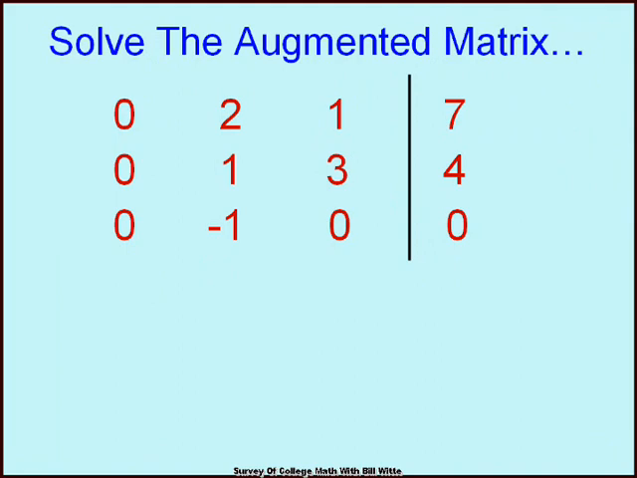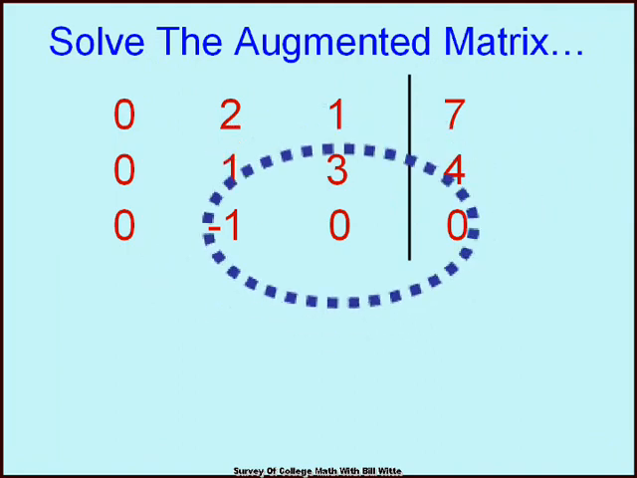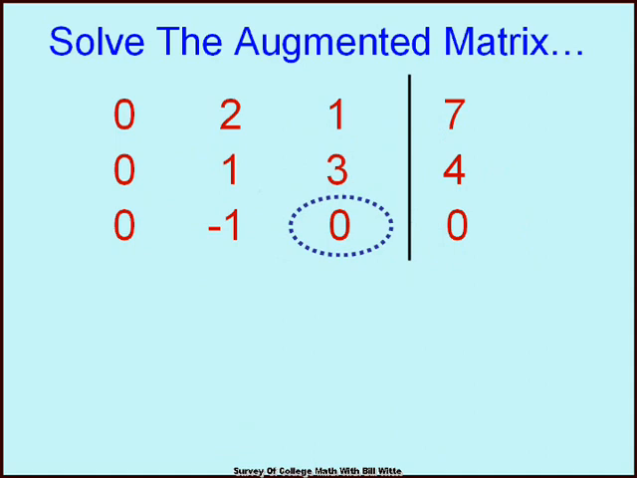Let's see. We've got some good zeros going on here. Let's see if we can. They're not in the right position, though. That's not good. Where can I put him that would be correct?